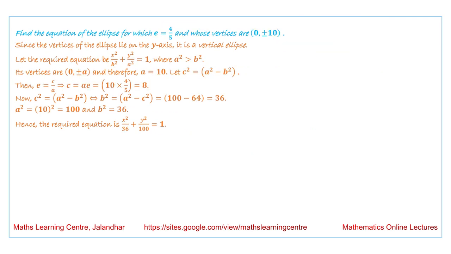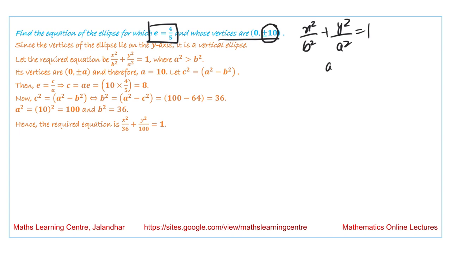Next is find the equation of the ellipse for which eccentricity e is 4 by 5 and whose vertices are 0, plus minus 10. So clearly this is a vertical ellipse we are talking about, and the equation will have x square over b square plus y square over a square is equal to 1 with a square greater than b square, and the value of a is given to be 10. These are the vertices that we have. Further, e is given to be 4 by 5. So the value of c we obtain, that is a into e, that is equal to 8.